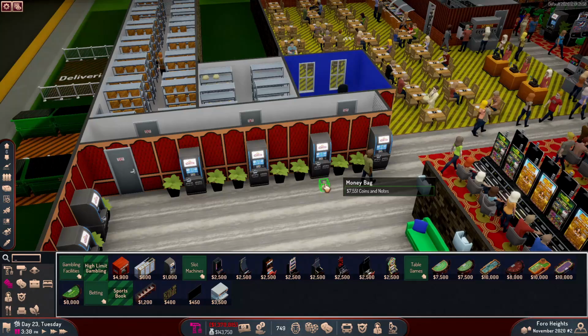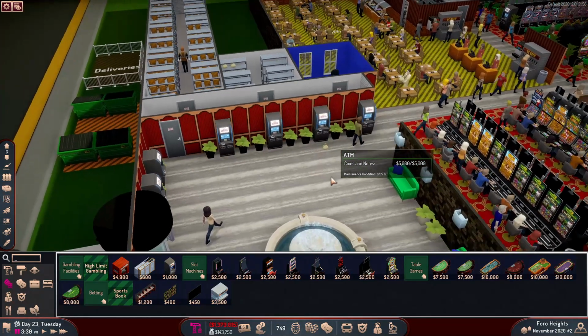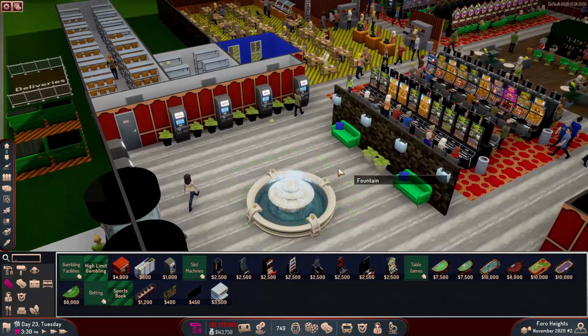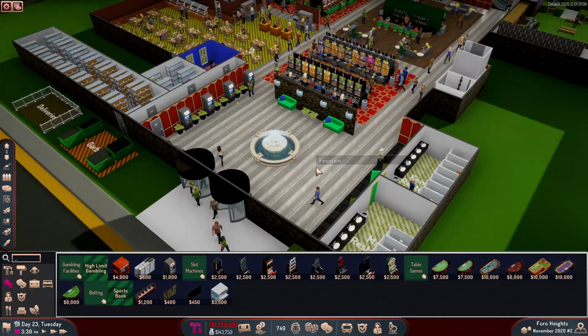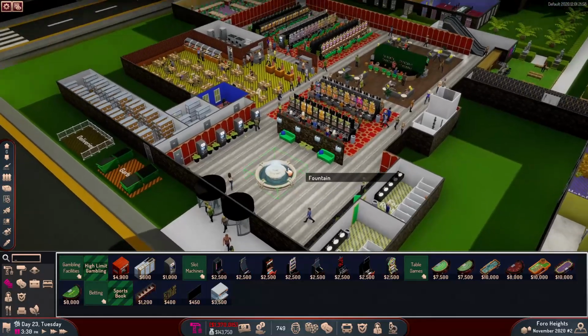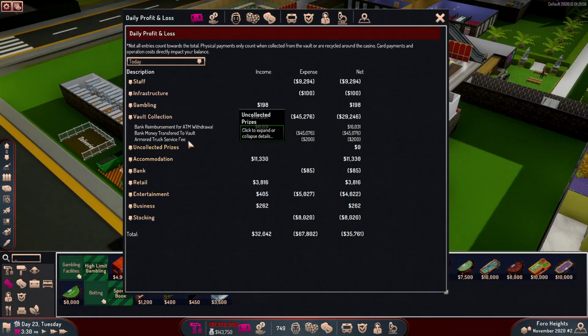Looks like the vault guy just kind of dropped the money bag right there. That's not good. That's not good at all. I hope nobody walks off with that $7,500. All right. Anyway, we'll go ahead and report that later. So that's kind of how that works there.